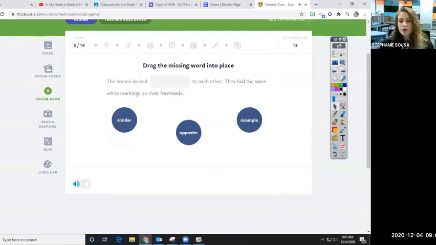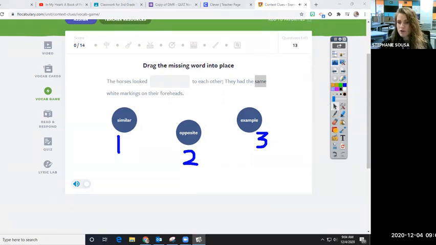Drag the missing word into the right place. The horses looked blank to each other. They had the same white markings on their foreheads. They looked blank to each other. They had the same white markings. Did they look similar to each other? Did they look opposite to each other? Or did they look example to each other? They had the same white markings.